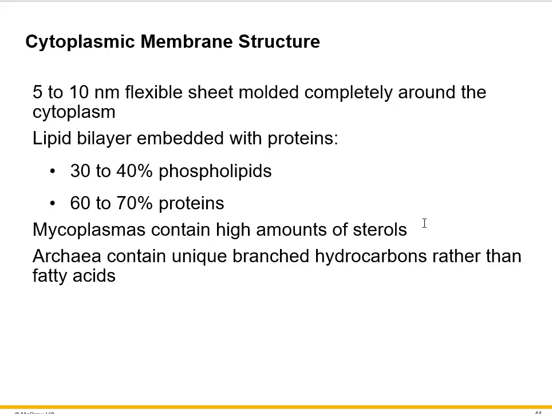Mycoplasmas contain a high amount of sterols. That's like cholesterol, but it's not really specifically cholesterol, but it's like cholesterol. And that helps to maintain the cell structure, gives it a little more stability, just like cholesterol does in animal cells. The archaea bacteria contain branched hydrocarbons rather than fatty acids, and so it's a little different cell membrane structure, different linkages as well.